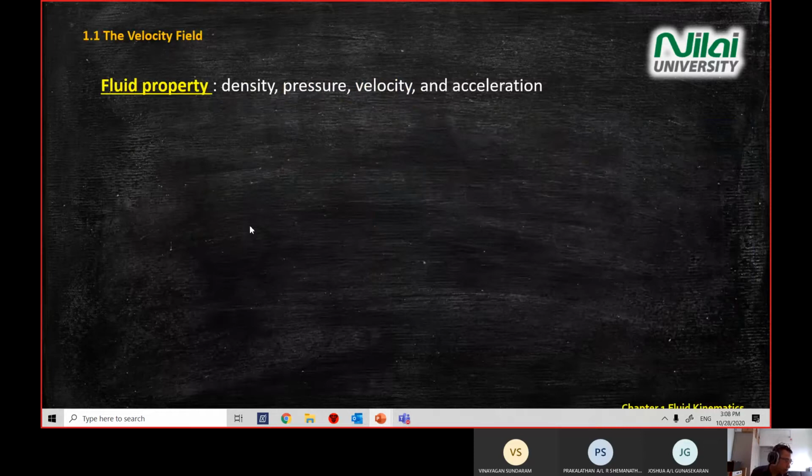So for fluid mechanics, we'll look at a few fluid properties. The first one, density. The second one, pressure. The third one, velocity and acceleration. For density, we use the symbol rho. Pressure, we use P. Velocity, we use V. And acceleration, we use A. These are the parameters or fluid properties, and these are only a few examples. We have a few more as we go deeper into other chapters. Okay, so these are the fluid properties.